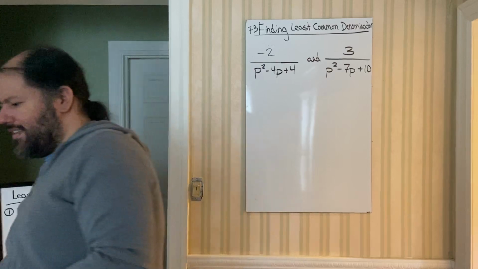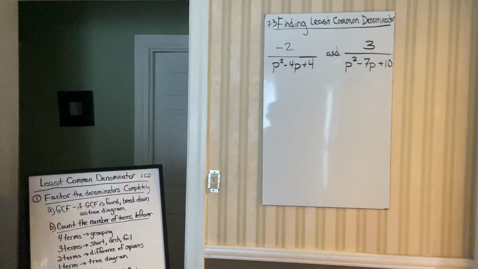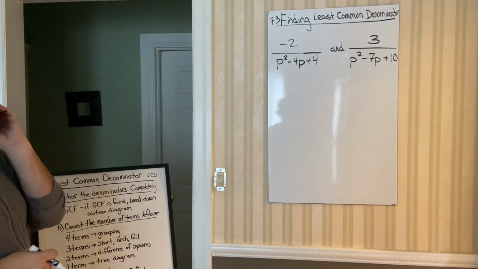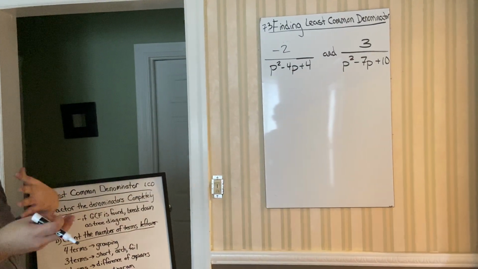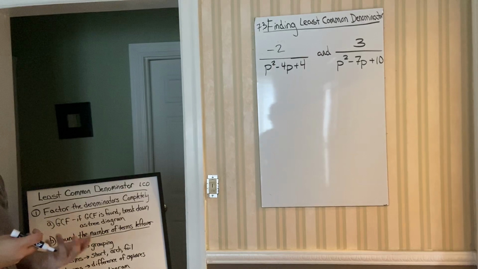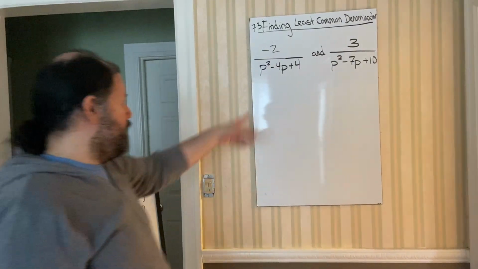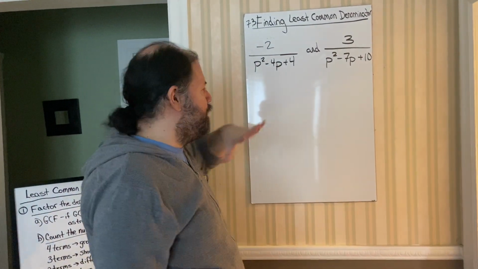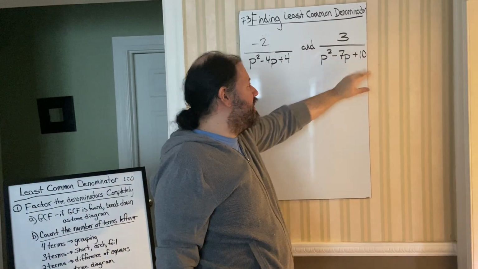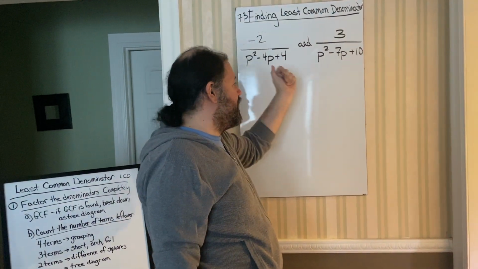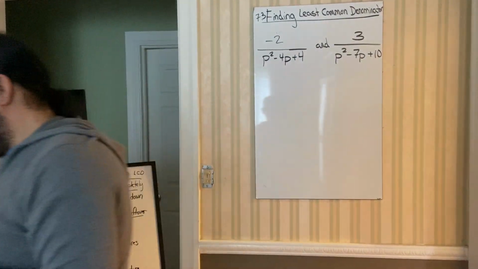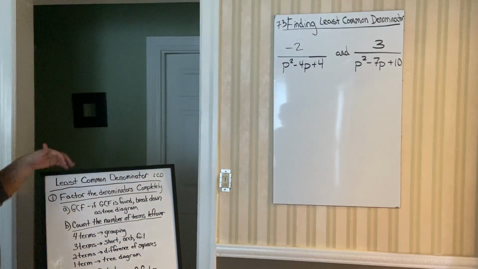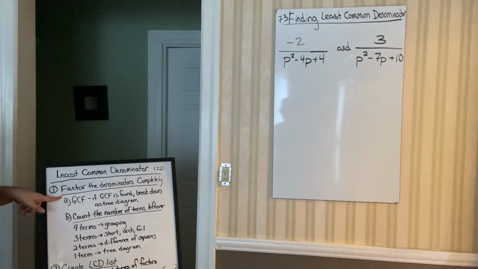So how do I find an LCD with trinomials? Well, the first thing you realize, if this was addition or subtraction, notice the denominators do not match. You might say, well, they both have p squared. No, to be matched, they have to match exactly. You can see negative 4p plus 4 and negative 7p plus 10. Yeah, there is a difference. So the first thing we told you to do is factor each denominator completely.